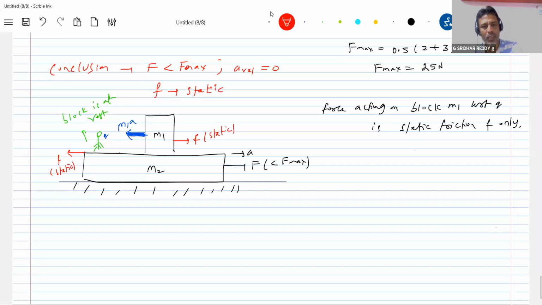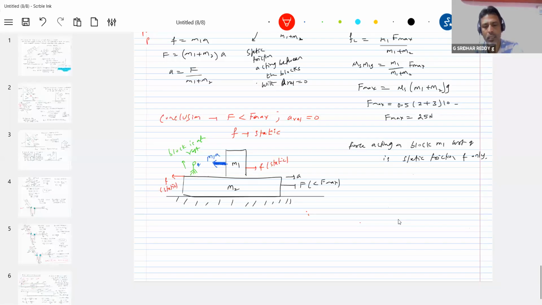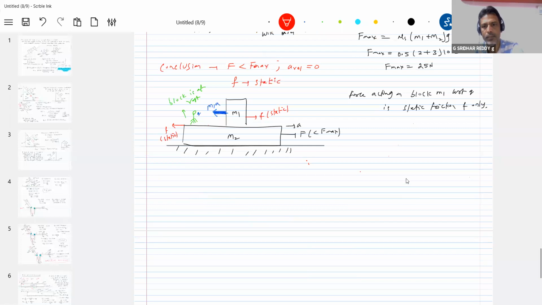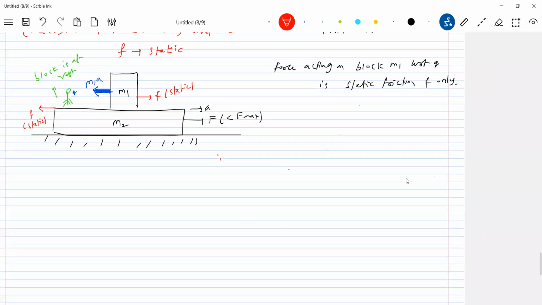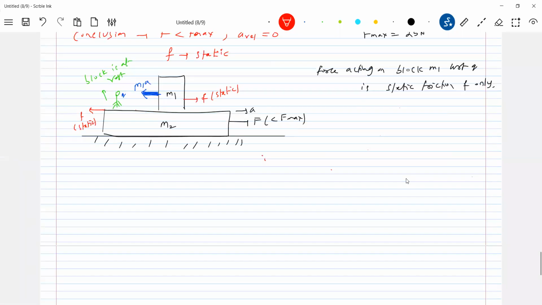Let's go for what happens if the applied force is greater than F max. How to check this? If the applied force is greater than F max, slipping will occur. So you mean to say that if the applied force is greater than F max, the pseudo force M1A will be greater than the limiting friction, then slipping occurs. Okay, sir. That's what I'm going to put now.